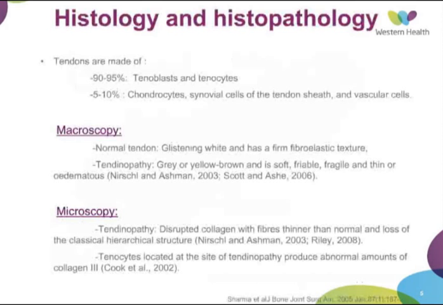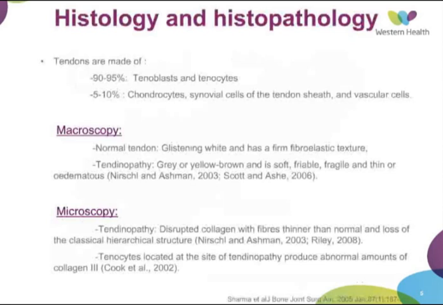In terms of histology and histopathology, normally 95% are tendinoblasts and tenocytes. Tendinoblasts are the immature cells that form the tenocytes, which are the biggest cells there. And the rest of it is normally chondrocytes, synovial cells of the tendon sheath, also the vascular cells.